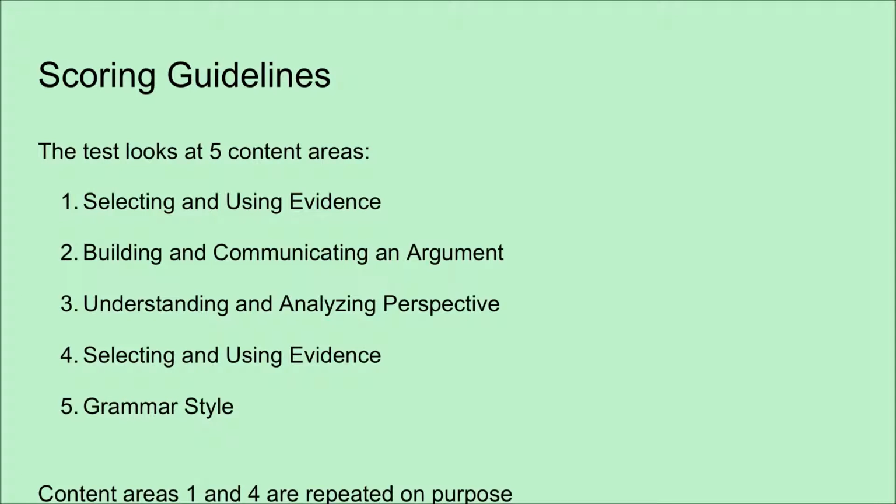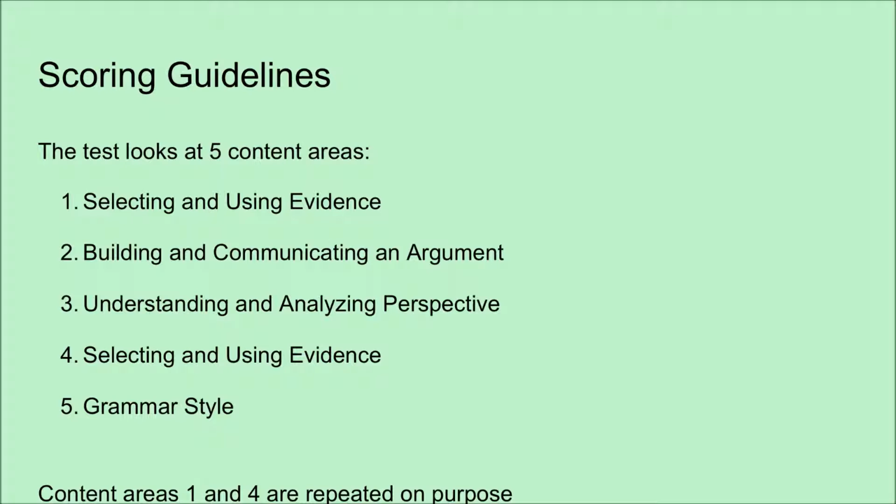Next are the scoring guidelines. Section 2 is scored by looking at 5 content areas: selecting and using evidence, building and communicating an argument, understanding and analyzing perspective, selecting and using evidence, and grammar styles. For each section, students can gain 0, 2, 4, or 6 points, or 0, 1, 2, or 3 points. It is also important to note that selecting and using evidence is repeated because they look over different ideas each time.